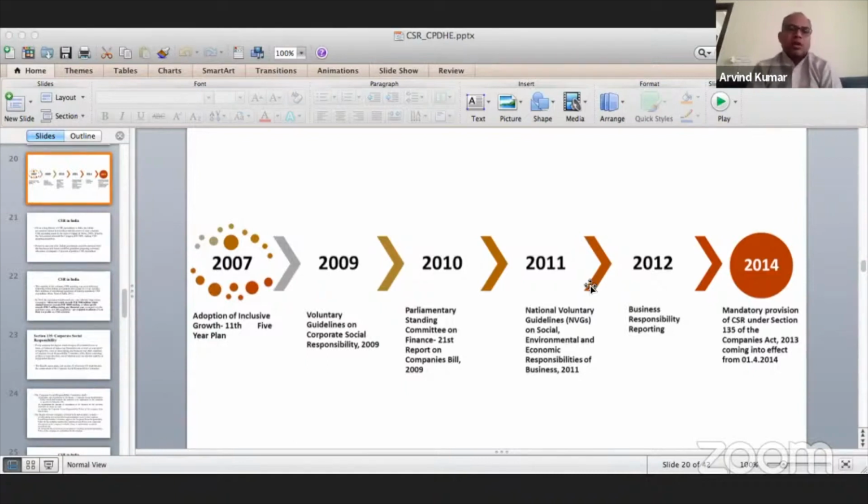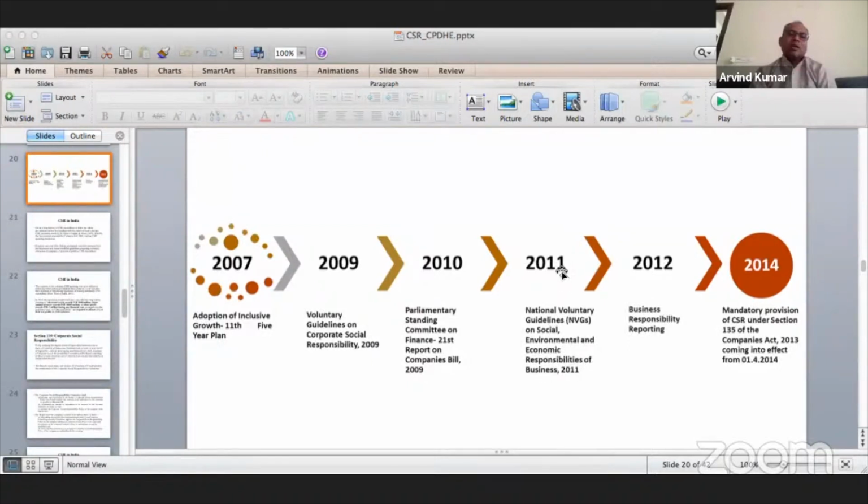When you look at 2007, the adoption of inclusive growth came in the 11th five-year plan. Earlier we used to have five-year plans, so the first adoption of inclusive growth came in 2007. Then in 2009, voluntary guidelines on CSR were issued. In 2010, the Parliamentary Standing Committee on Finance gave its first report on the Companies Bill 2009. Then in 2011, the National Voluntary Guidelines on Social, Environmental and Economic Responsibilities of Business were presented.